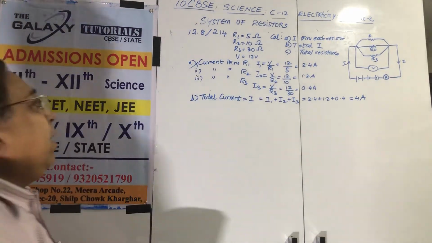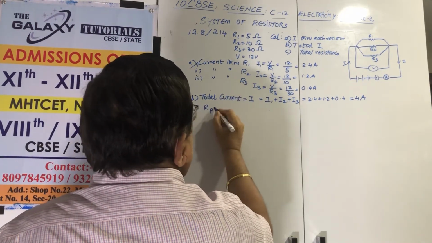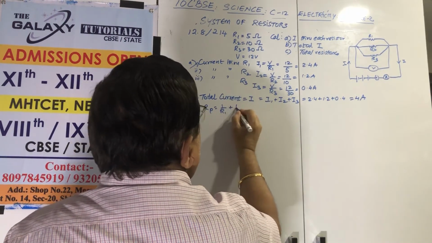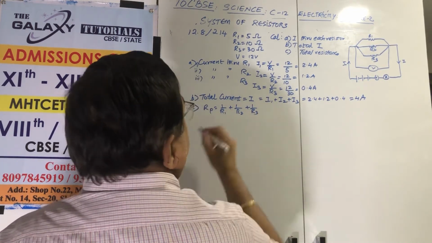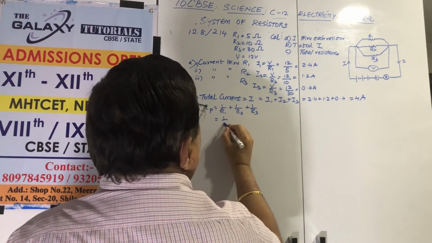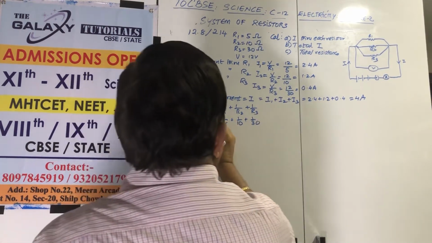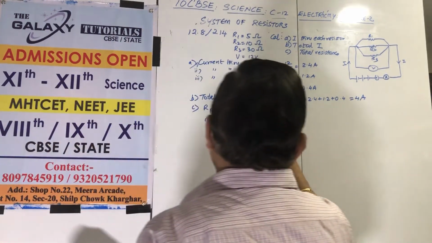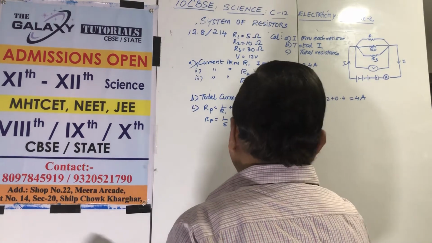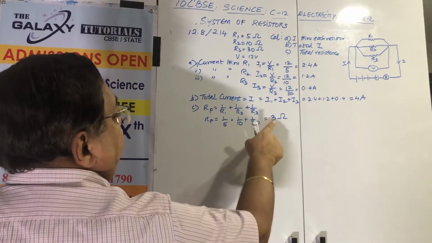Okay, third part, total resistance. Resistance in parallel is 1 upon R1 plus 1 upon R2 plus 1 upon R3. Inverse you add. So this is 1 upon 5, 1 upon 10 and 1 upon 30. That is my total resistance in parallel. When I complete this LCM, I will get 3 ohms. If it was series, you can see it would have been 45, and this is 3.